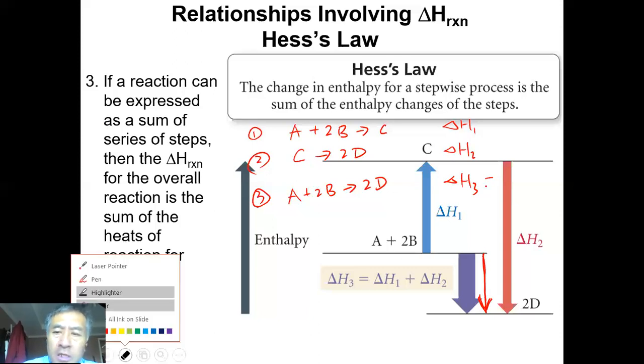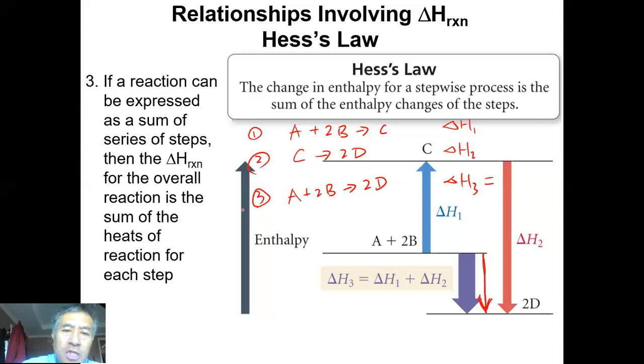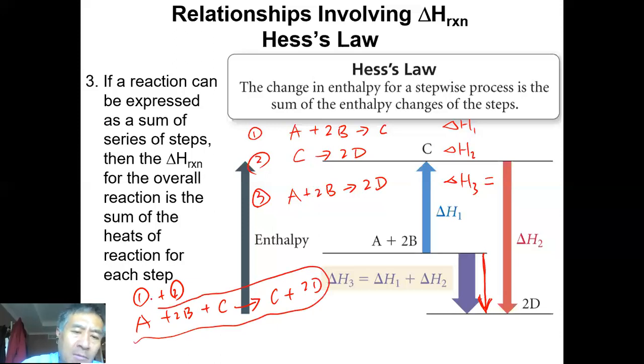And how do you check that? You check it like this. You take one plus two, which means you add the reactants. The reactant from one is A plus 2B. Then add the reactant from two, which is C. Then you add the products. The product from one is C, and the product from two is 2D. This is what I circled. This is really adding one plus two.